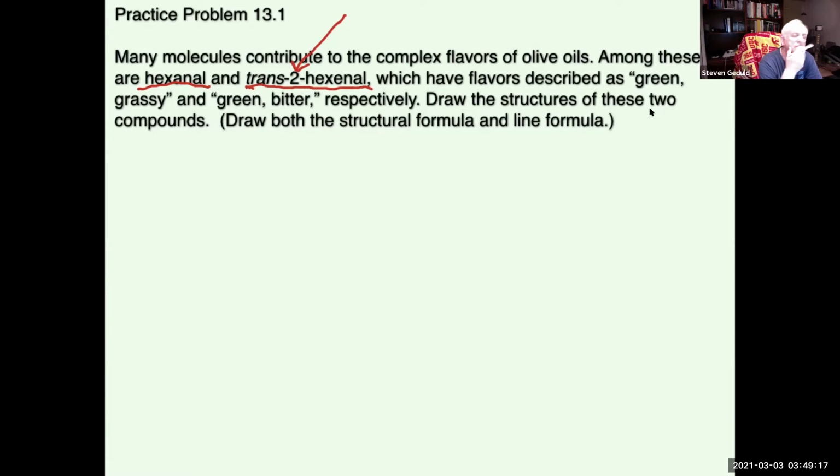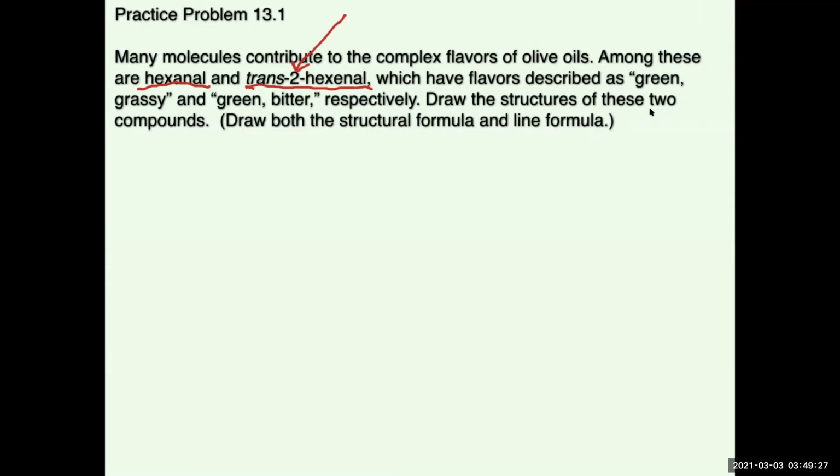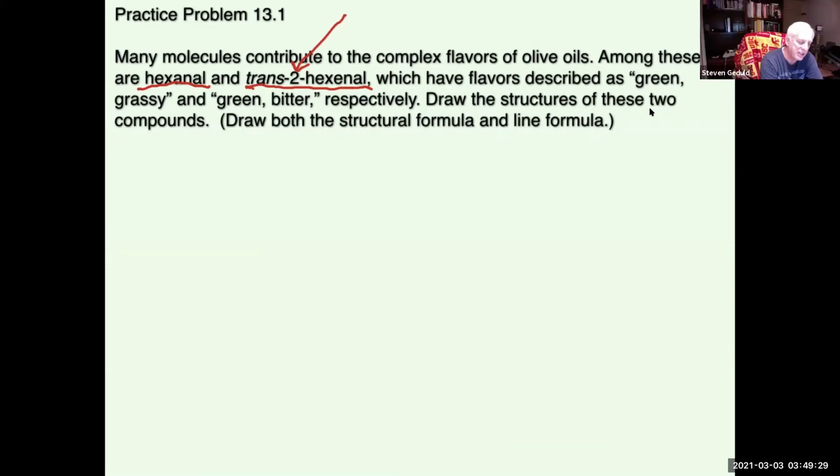Anybody see why? Double bond. Perfect. Hexene, E-N-E. This tells you where the double bond is. It does not tell you where the aldehyde group is. You know where the aldehyde group is. It's at number 1. That 2 refers to the double bond.